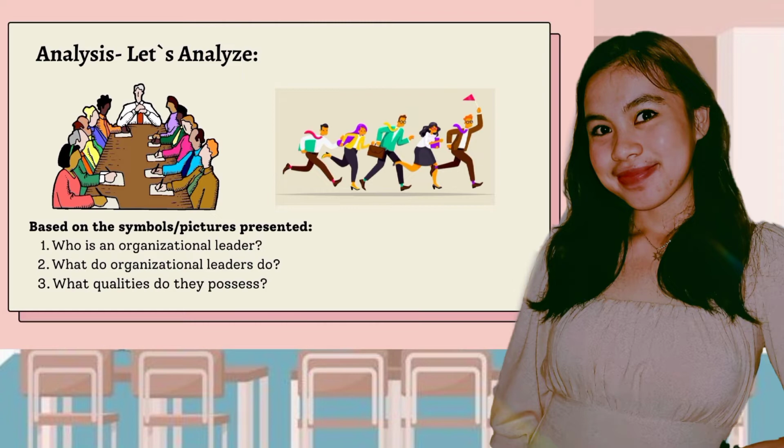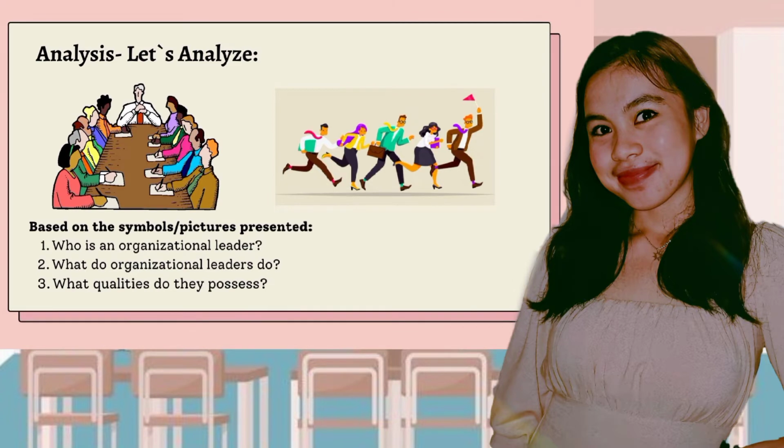Let us now answer the first question. Who is an organizational leader? As we can see in the first picture, the guy in the white suit sitting in the middle was the organizational leader. Now, look at the second picture. Obviously, we can instantly identify who the leader was. This was the guy in the brown suit raising a red flag, who appeared to be leading his colleagues.